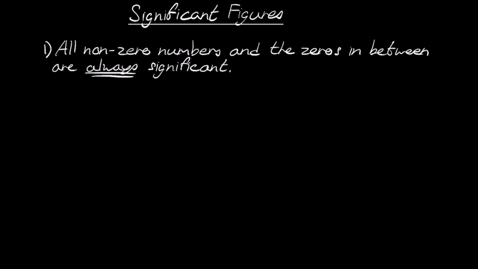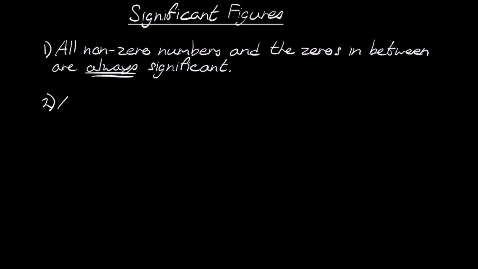Let's try one more. How many sig-figs does 8,006,033 have? The correct answer is 7. The 8, 6, 3, and 3 are significant because they're non-zero numbers, and the 3 zeros are also significant because they're in between non-zero numbers.